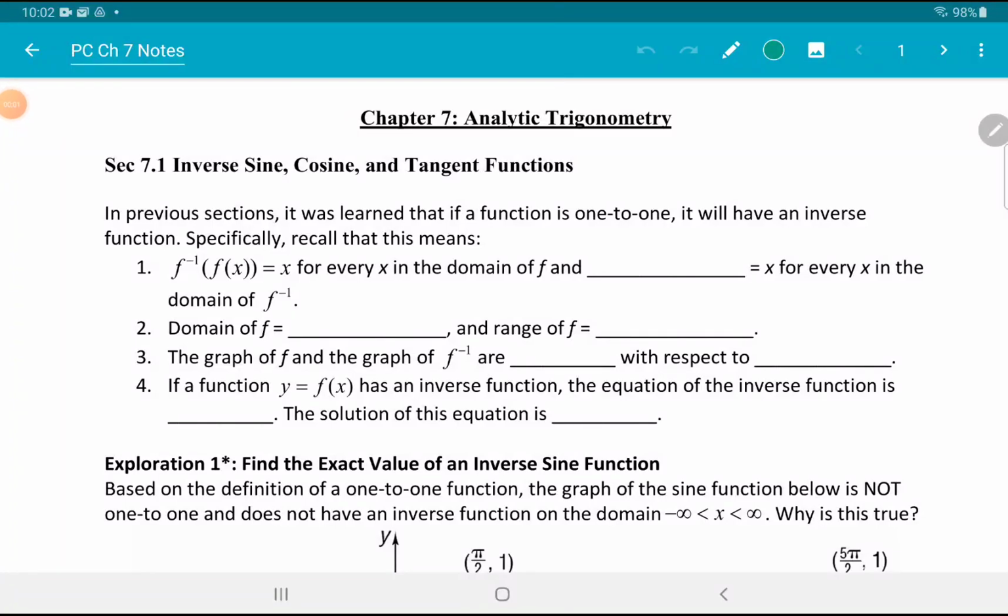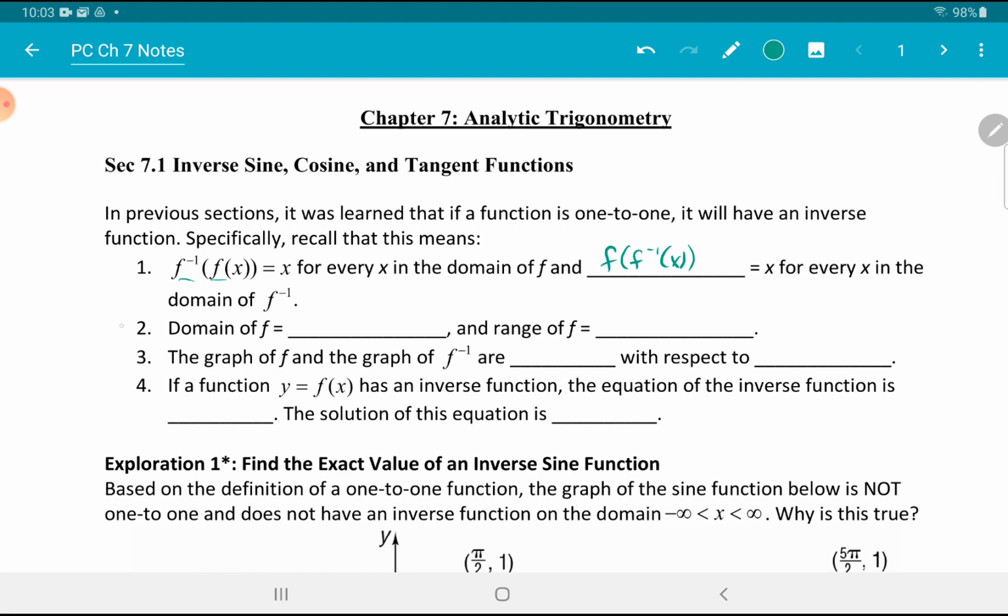Section 7.1, Inverse Trigonometry. Keep in mind from a previous unit how we discussed what inverses mean. In tip number 1 here, f inverse of f of x is equal to x. The inverse and the original function cancel each other out, for every x in the domain of f. And also the other way around, we can say f of f inverse of x is also equal to x for every x in the domain of f inverse.